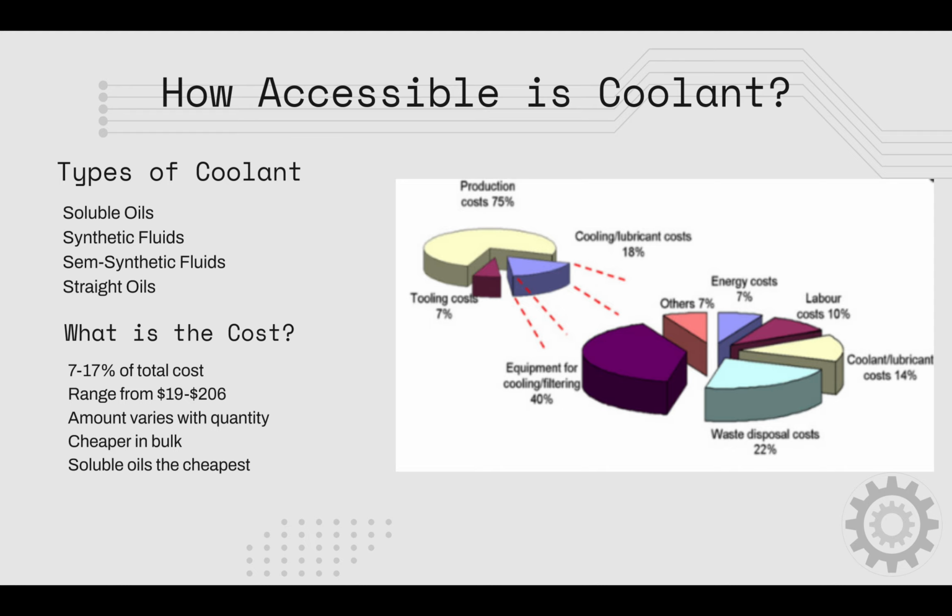The cheapest oils are soluble oils. Most coolants need to be properly disposed of and can't just be thrown out. This is the most expensive part of the coolant outside of the cost of the equipment to use coolant.